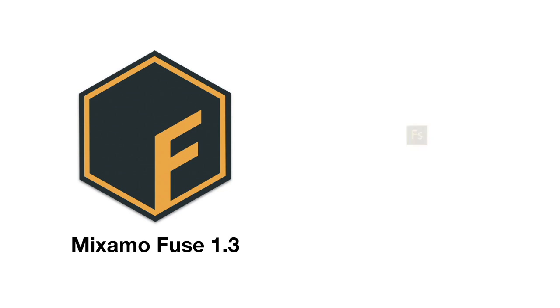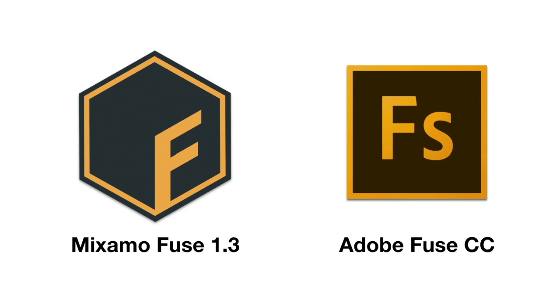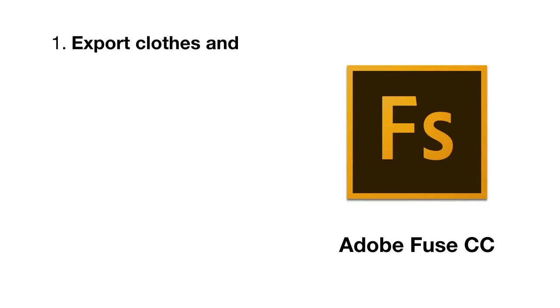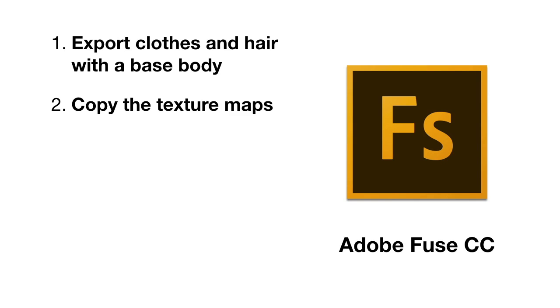In part 1, we saw how easy it is to migrate a figure from Mixamo Fuse 1.3 to Adobe Fuse CC. In part 2, we'll transfer clothing and hair using the exported base body as a reference mesh. We'll start by exporting a figure with clothing and hair props from Mixamo Fuse 1.3. We'll locate and copy the original texture maps from Mixamo Fuse.